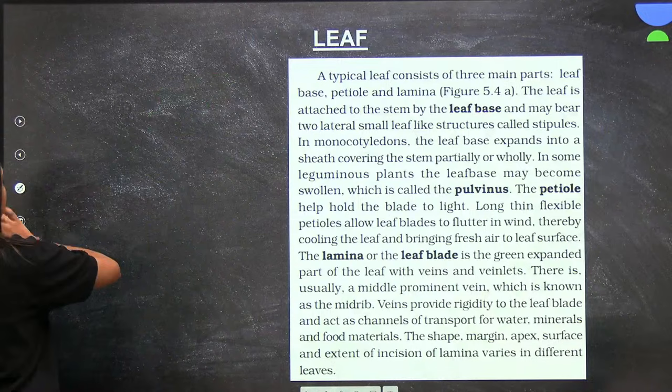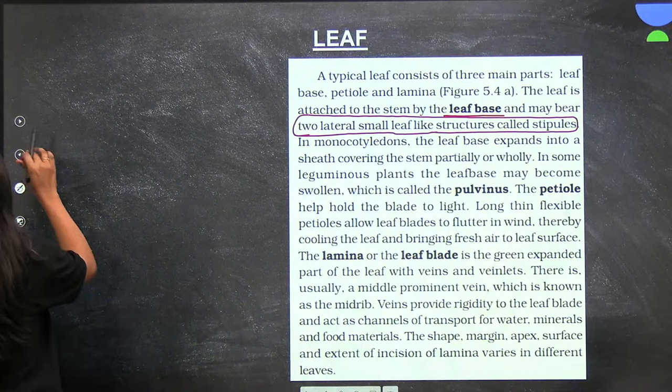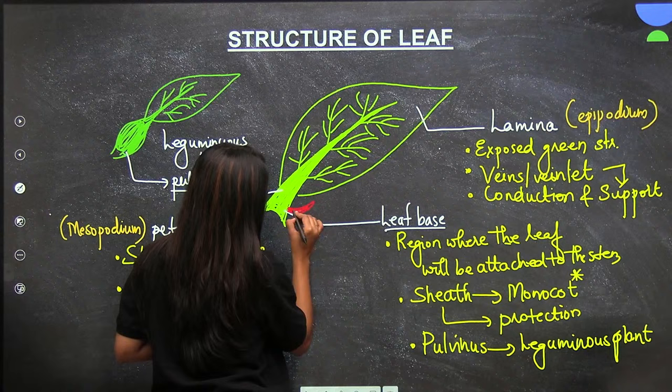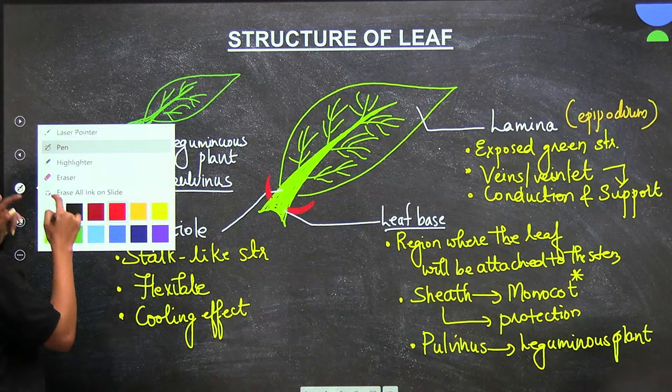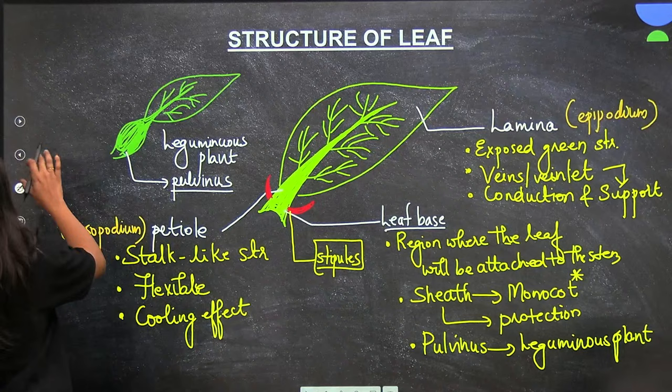So, here we have the leaf base. We already spoke about the leaf base, which may bear two lateral small leaf-like structures. We have to remember this. Students, your leaf base will bear two small structures like this, which are called stipules. They look like those devil horns which I have drawn, but that's not how they look exactly. They're called stipules. Clear to all of you? Yes, very good.